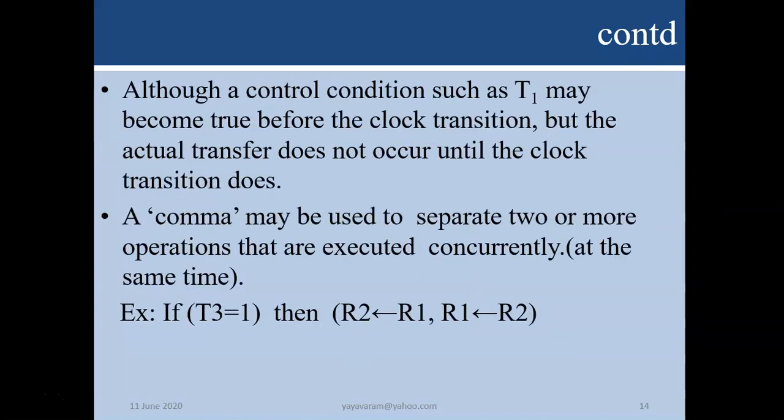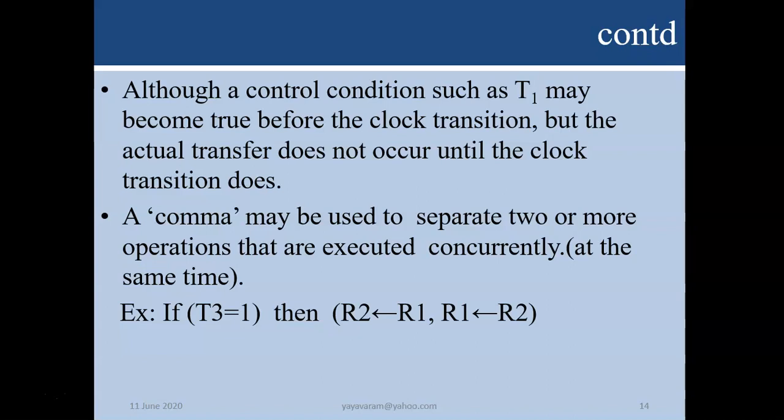Many times the control condition T1 equal to 1 may become true. But the most important thing is that the clock transition is important. Until then, the transfer does not take place. Suppose we say the transfer must occur at a transition from 0 to 1. During that transition alone does the transfer of data take place. Until then, it has to wait.